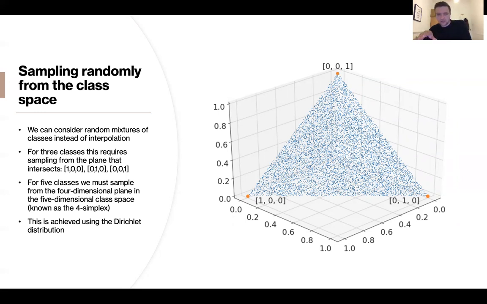So you can imagine the class space as being a cube in this 3-dimensional case, where each corner of the cube is a different class, and you can walk along the plane that intersects all 3 of them. And you can generalize this to higher dimensions. So in our 5-dimensional hypercube class space, you would sample from what's known as a 4-simplex. And mathematically, we do that using the Dirichlet distribution. So what do you get when we sample from the simplex and just uniformly?